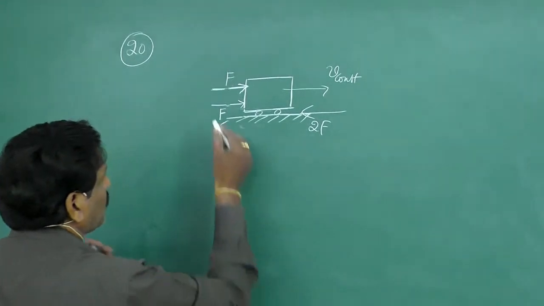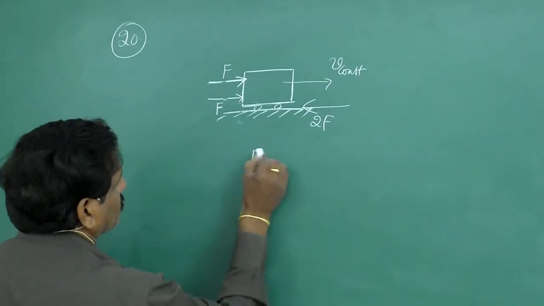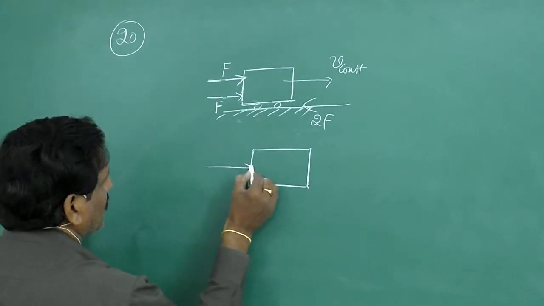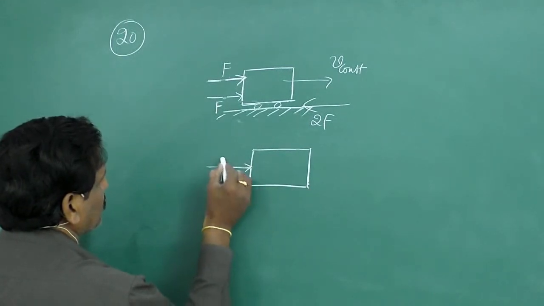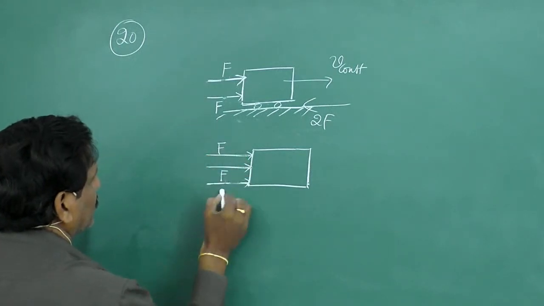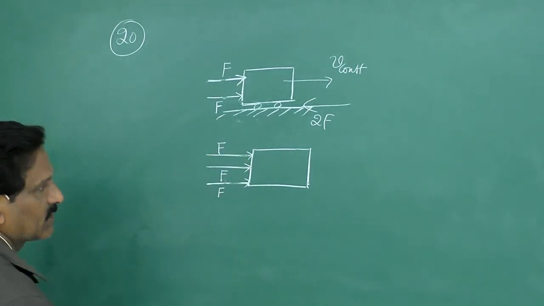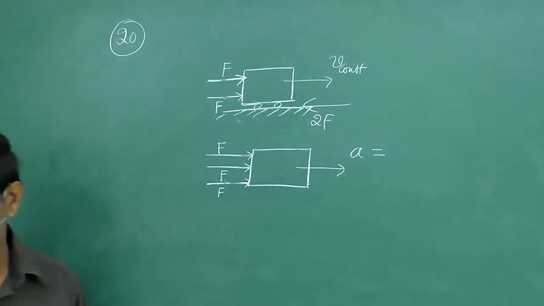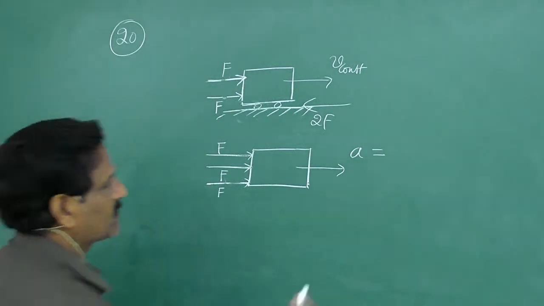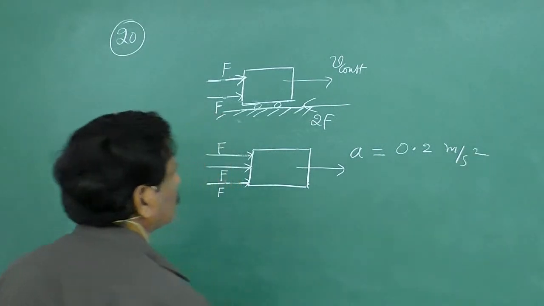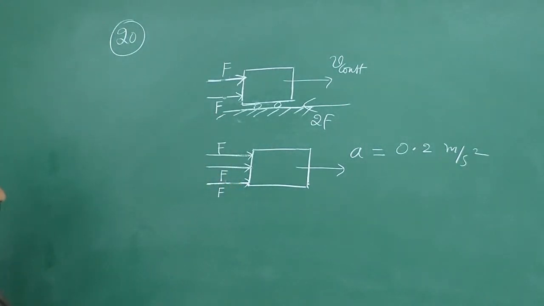Now, a third force is applied. The third person applies the same amount of force as the other two persons, so F. Then the car moves with an acceleration of 0.2 meter per second square. So this is the situation.